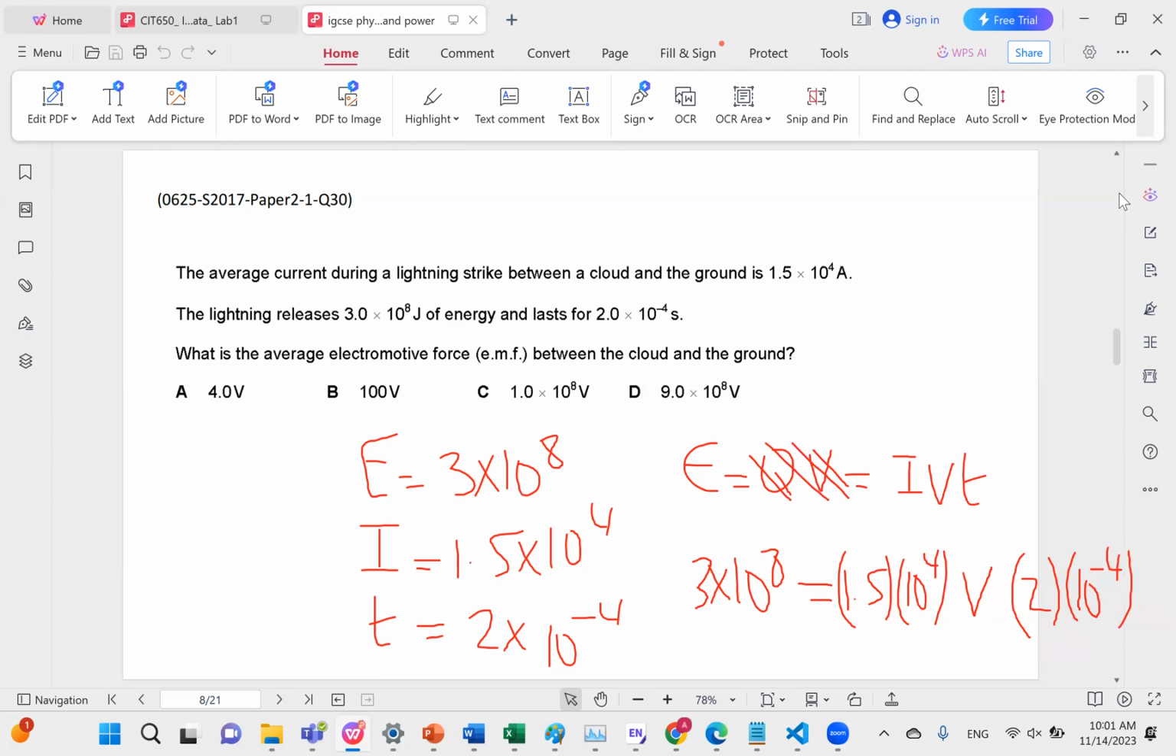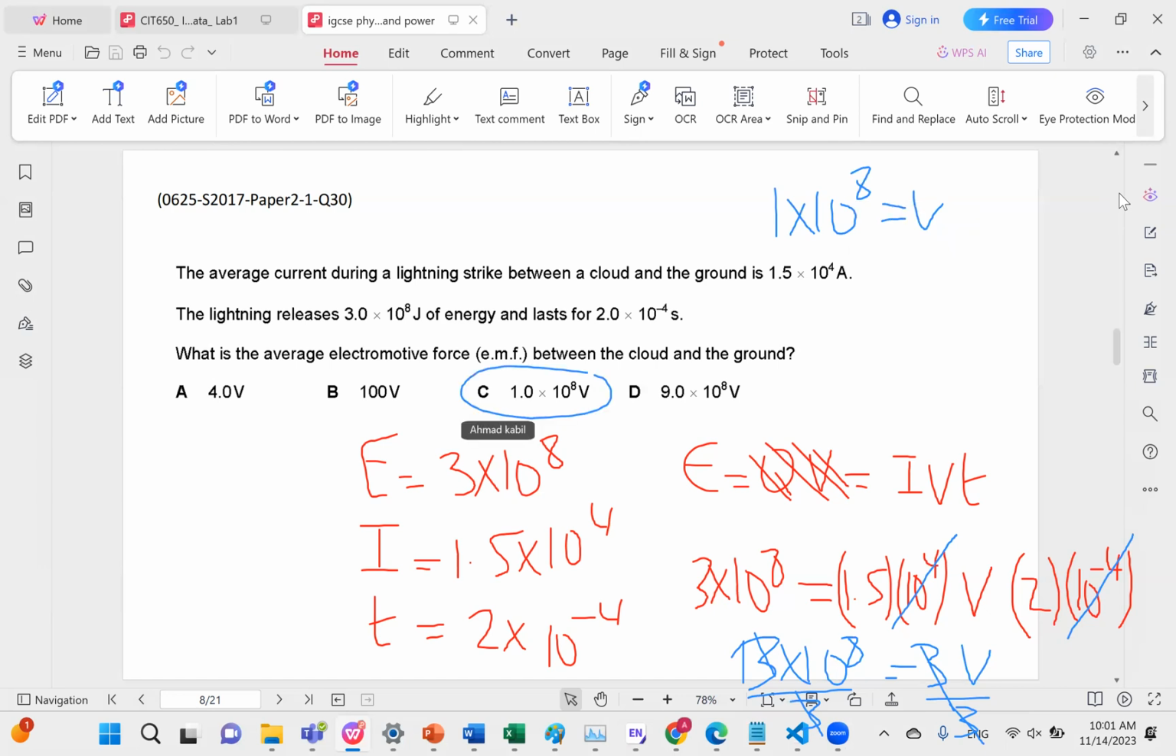Now, if we simplify this, 10 to the power of 4 and 10 to the power of negative 4 cancel out. So we just get 3V equals 3 times 10 to the power of 8. If we divide by 3 in both cases, we cross out the 3 on the right, and we cross out the 3 on the left as well. We just have 1 instead of 3. So V is equal to 1 times 10 to the power of 8. And the correct choice here would be choice C.